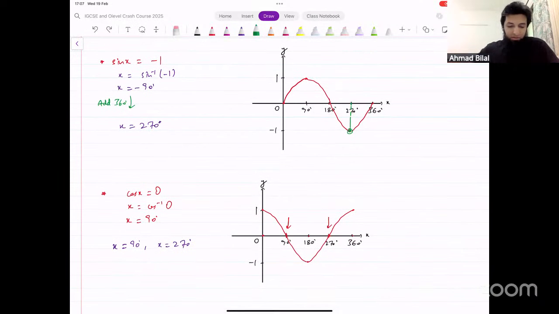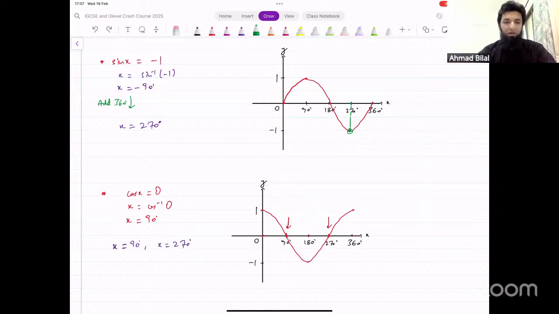Any quick questions on this? Any problems? Because that was one last thing that we were left with in this topic. Are there any problems with this? Any questions on this? Anyone? No problems? Okay, so we're going to end trigonometry here.